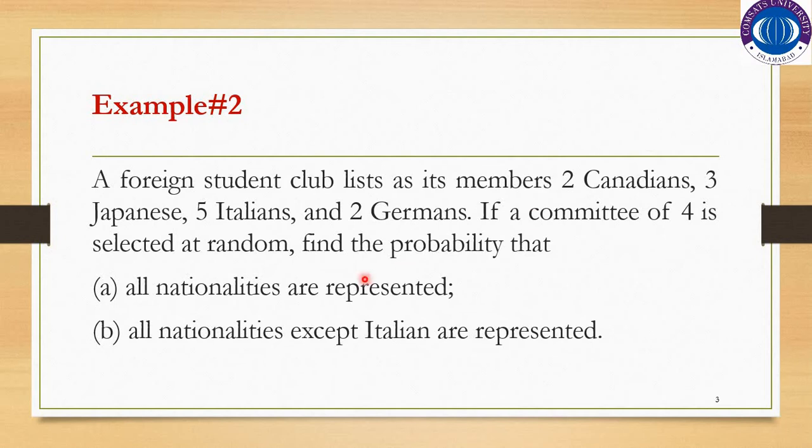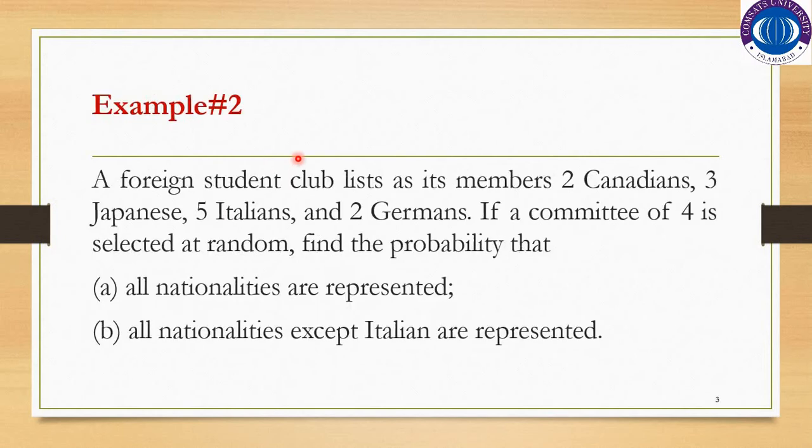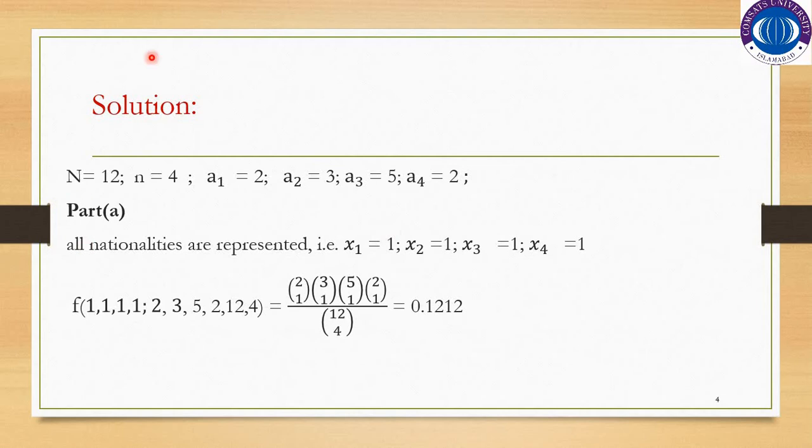And what you have to do, you have to name the categories. A1 is equal to Canadian, A2 will be equal to Japanese, A3 will be equal to Italians, and A4 will be equal to German. So A1 will be equal to 2, A2 will be equal to 3, A3 will be equal to 5, and A4 will be equal to 2, as you can see from here.